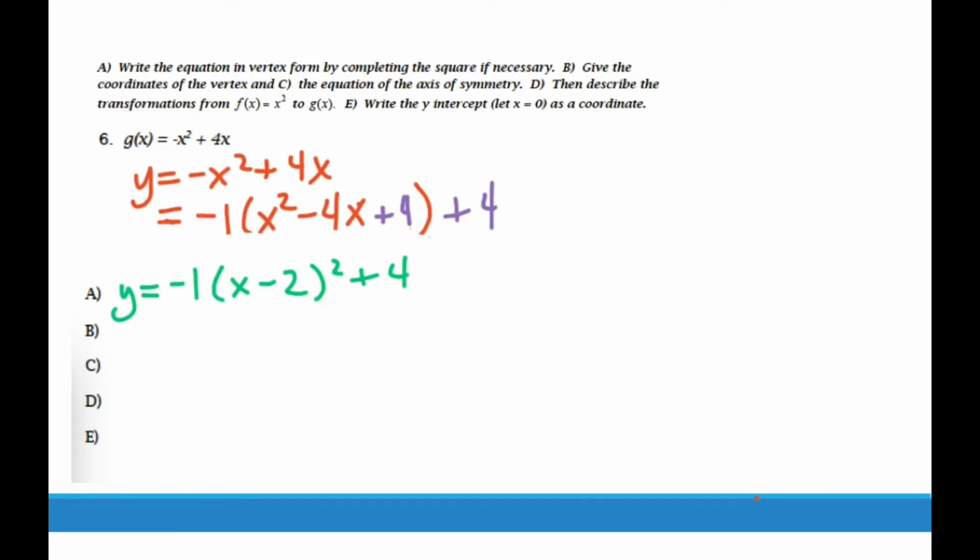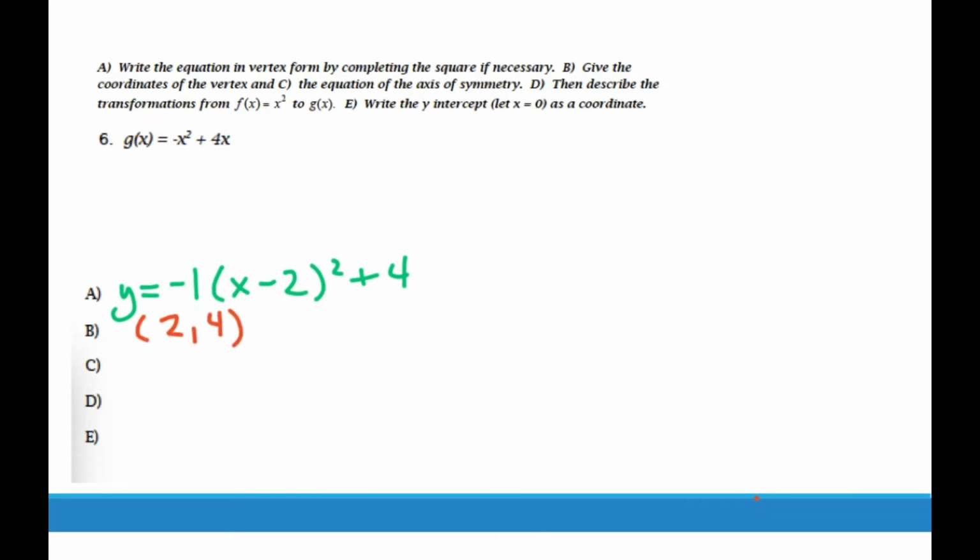What you should have done is factor out that negative, because there can't be a negative coefficient if you're going to complete the square. So we're going to take out a -1. Then you have to watch your signs right there. We're going to add 4, but really what we did was subtract 4, so I'm going to add 4 back. You've got to make sure you've got the right vertex form. If you didn't have that, you'll need to change what else you have. So that's going to be my equation. B, give the coordinates of the vertex. That will be (2, 4).